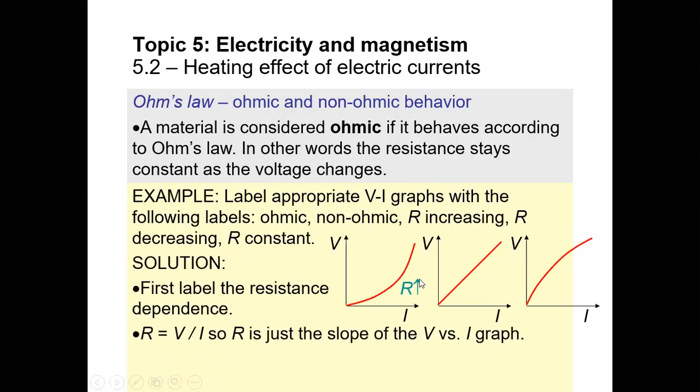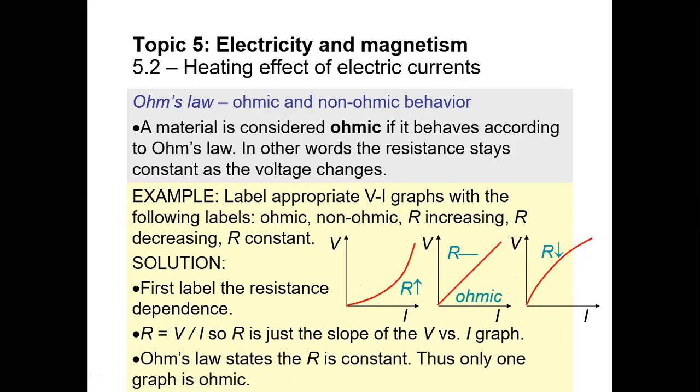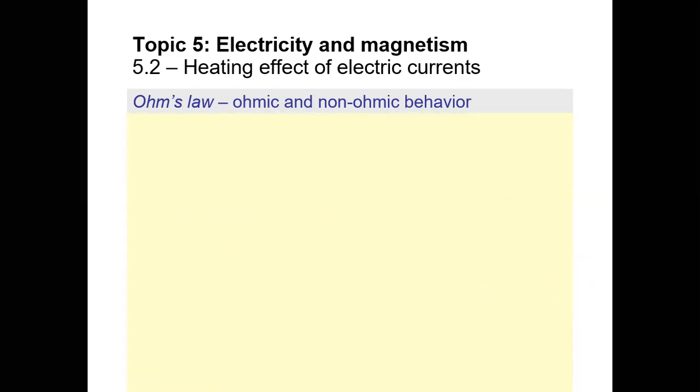First, label now. This arrow shows R is increasing. In the first case, R is increasing. Here, this horizontal line shows R is constant, not increasing. Here, R is decreasing in the third graph, as I told you. And for ohmic and non-ohmic, remember, only the middle one, this graph where R is constant, is ohmic. In all other cases, it is non-ohmic because R is not constant. So this is ohmic, this is non-ohmic, and this is also non-ohmic. I hope it is clear now.